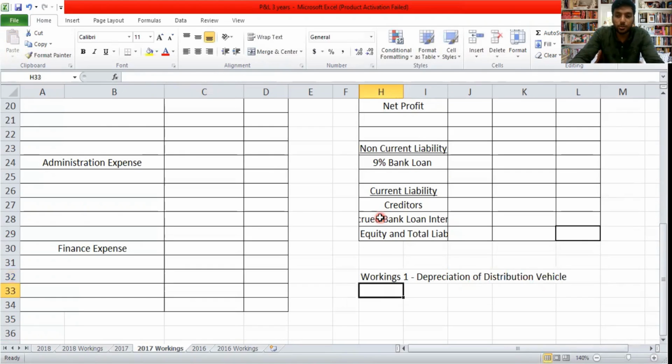We are done with distribution vehicle. Let me move on to the cost. Cost into straight is the percentage, straight line method. This is how you take straight line method percentage.